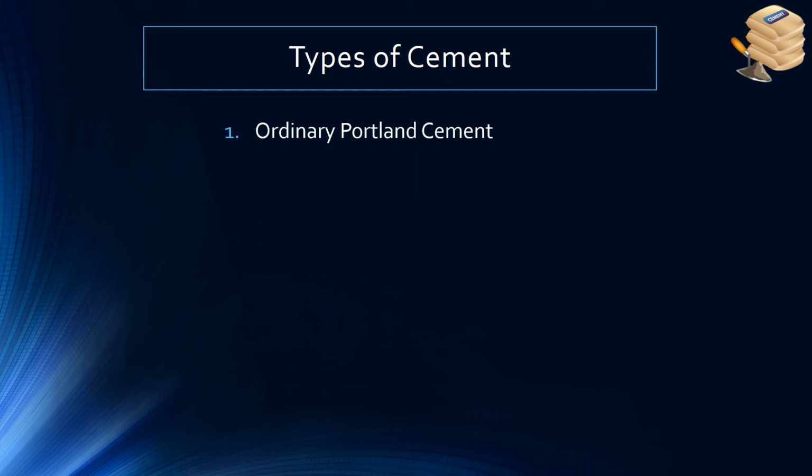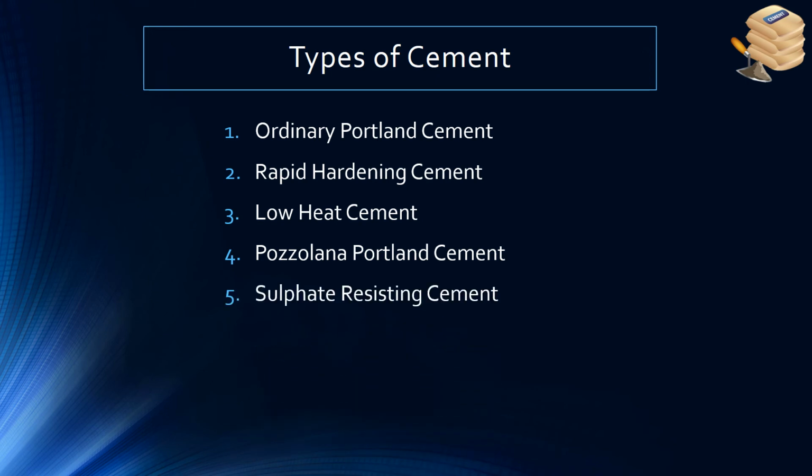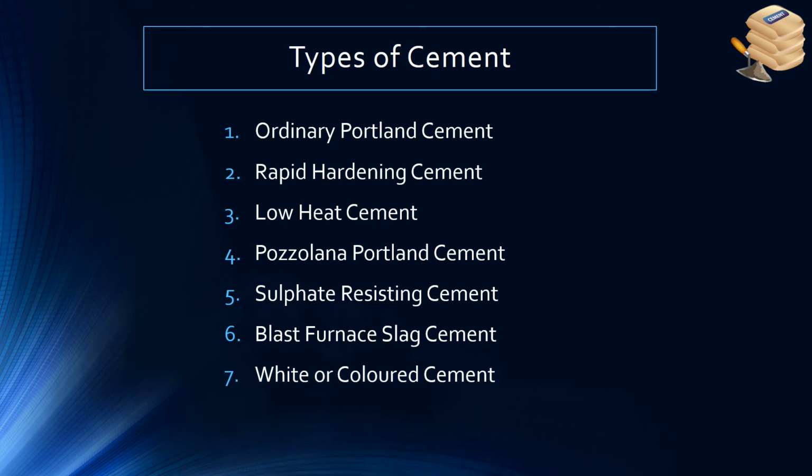First, ordinary Portland cement. Second, rapid hardening cement. Third, Lloyd cement. Fourth, Pozzolana Portland cement. Fifth, sulfate resisting cement. Sixth, blast furnace slag cement. And seventh, white or colored cement.